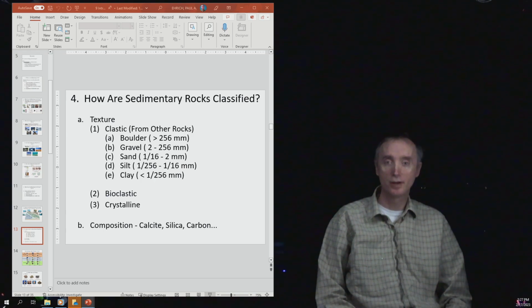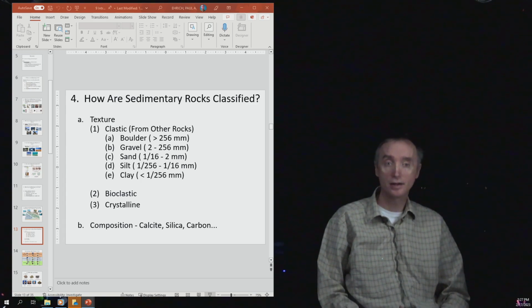Okay, now we have already talked about what a bioclastic texture is. For example, when you've got pieces of shells that are glued together, that's going to be bioclastic. And then also you could have leaves and twigs that are pushed together. That would be like coal, and that would also be considered a bioclastic texture. Then you've got things that are crystalline, and these are going to form out of solution.